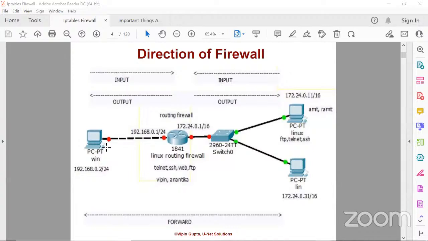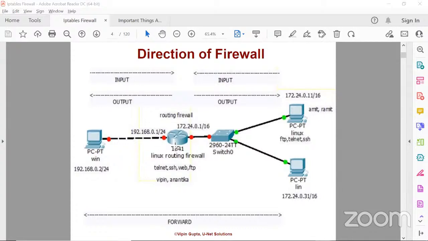Now the third thing: suppose I want to send certain traffic from this system to this system. The traffic has to go through this system, and it is called forward. So whenever you are dealing with any firewall, whether it is a Cisco firewall, a Checkpoint firewall, or a Microsoft firewall, you have to keep in mind the directions of the firewall. When we talk about direction, 3 directions are there.